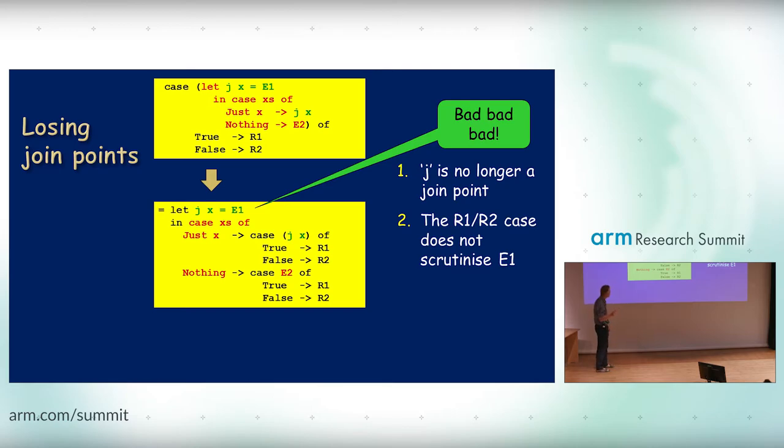But look what has happened here. Now, J is no longer a join point. It isn't tail called anymore. So we don't have access to that efficient implementation. And even worse, this case here is scrutinizing J X, which is not very informative. What he really wanted to scrutinize was E1. But E1 might have constructors that might cancel with the case.